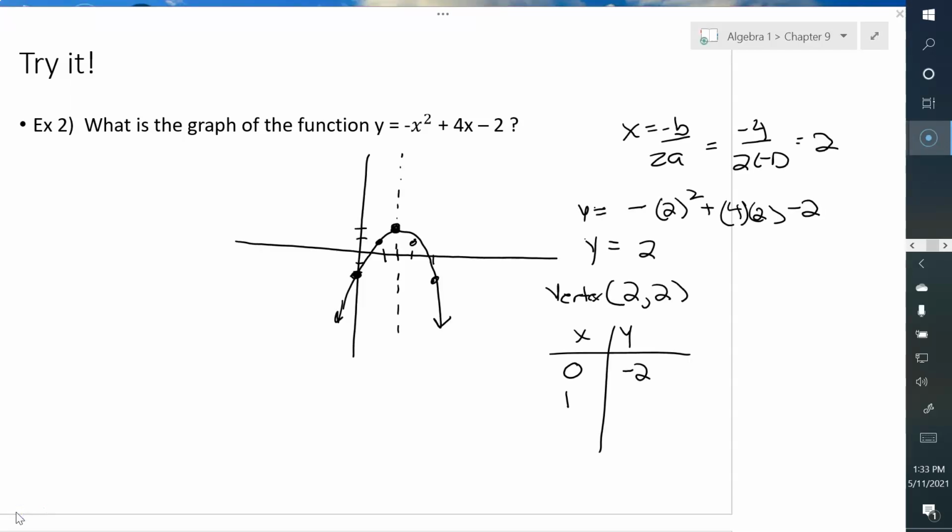Here's the graph that I got. My axis of symmetry went through x equals 2, and my vertex was at the point 2, 2. Notice it's opening downward. And then I used 0 and 1 for my other 2 points, and then I just reflected them across.